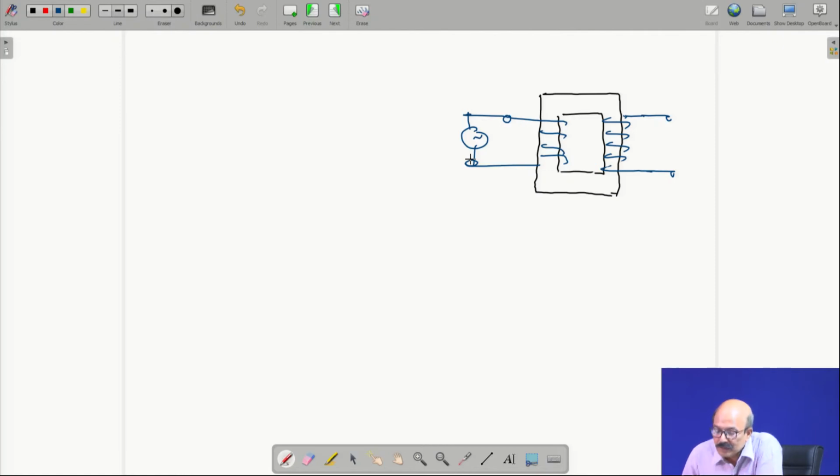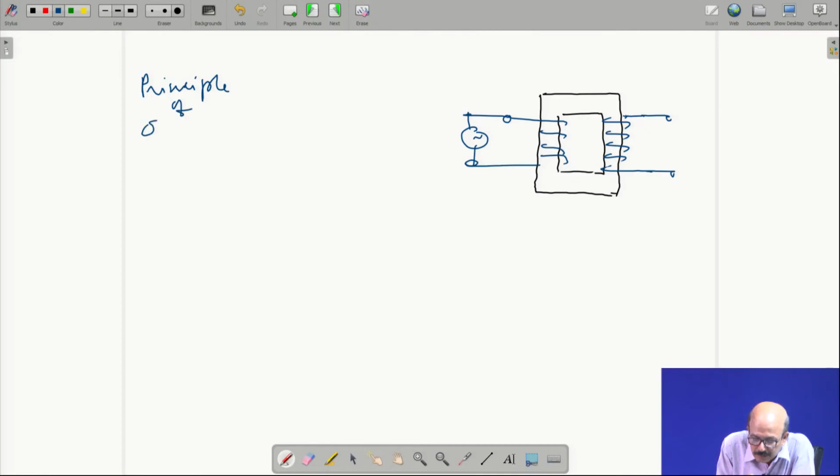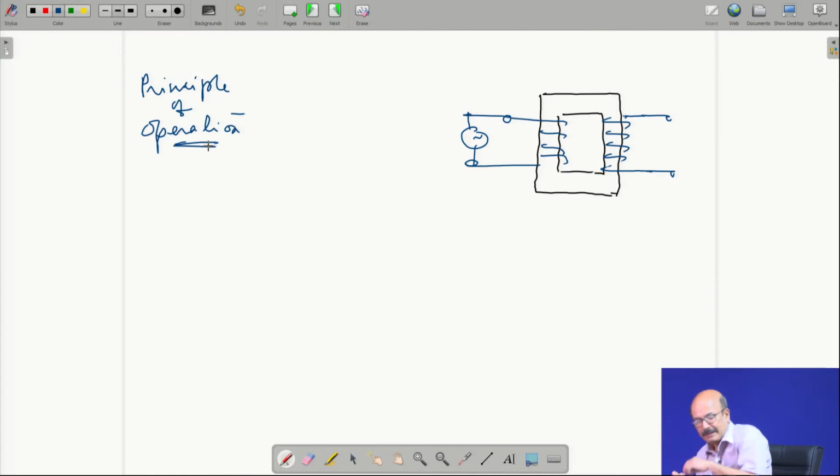When we draw this magnetic circuit, we are trying to learn the principle of operation of the transformer. What is the target now? Principle of operation. Very quickly, let us check what happens.